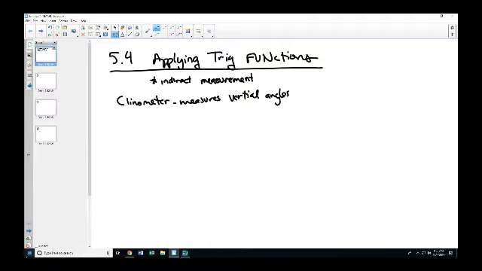Versus horizontal angles, the transit, which I'll show you how to use. You can actually use one of those to measure distances. Okay, so let's say you want to measure the height of a really big building. You have no idea how tall it is because you're really small.